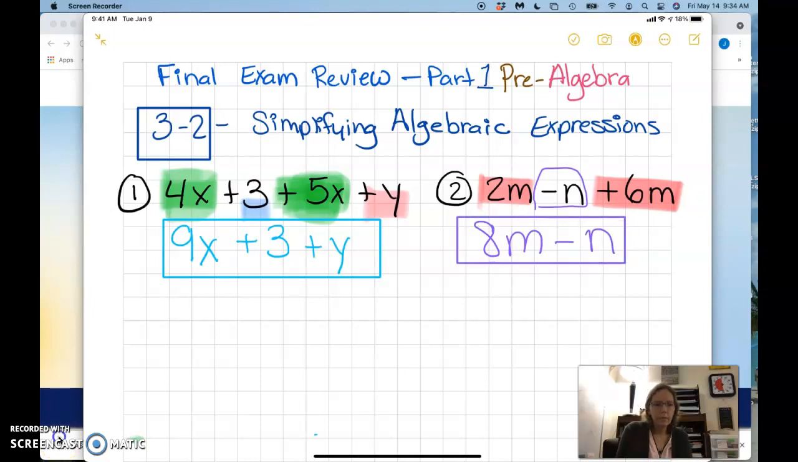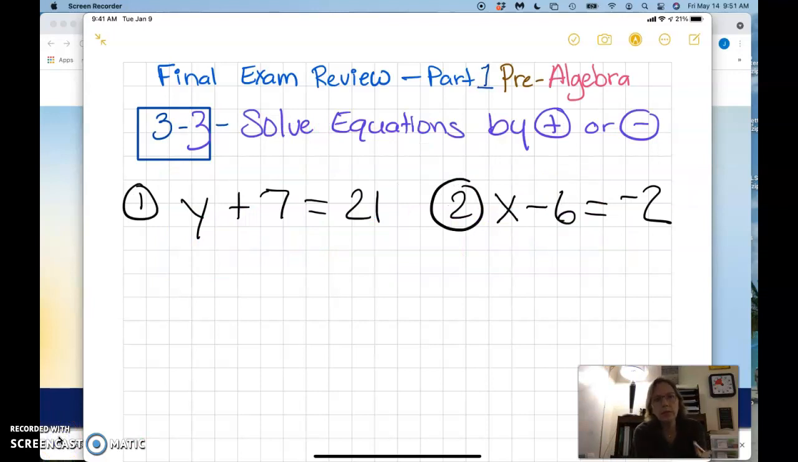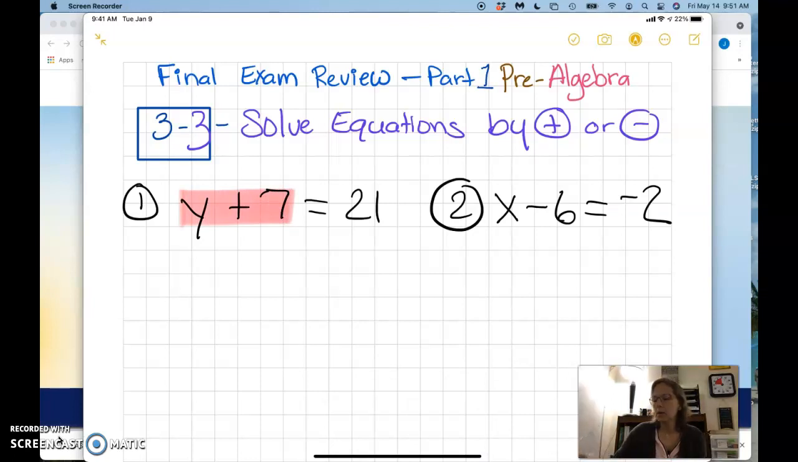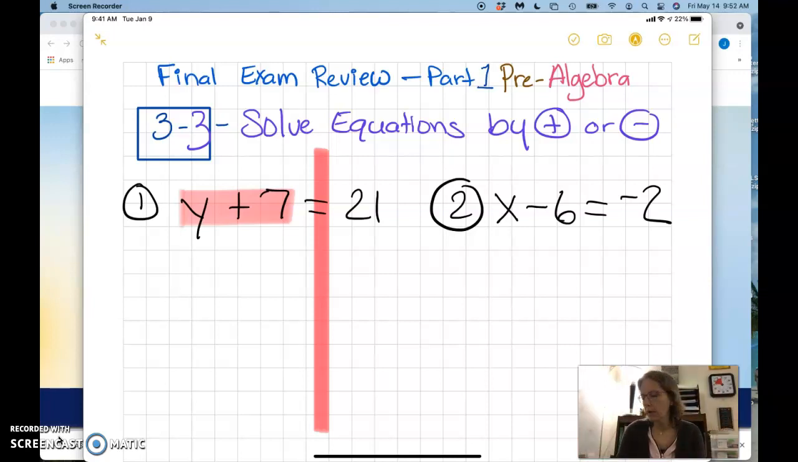All right, so the next section is 3-3, solving equations by adding or subtracting. So here are some examples of solving equations with addition or subtraction. Remember, when we're solving equations, we look at what's happening to the variable and we do the opposite. And I'm going to draw my great divide line down my equal sign, because whatever I do to one side of my equation, I have to do to the other side of my equation.